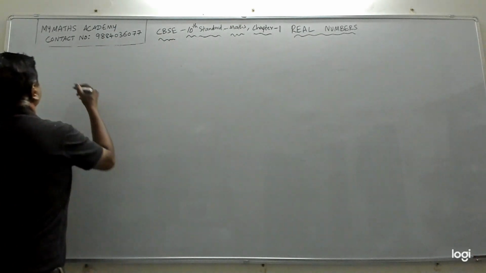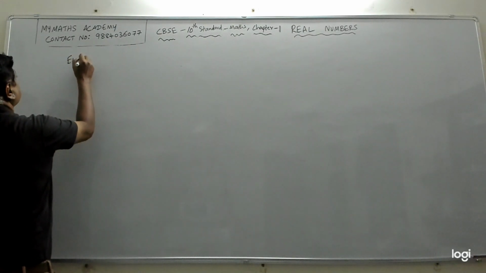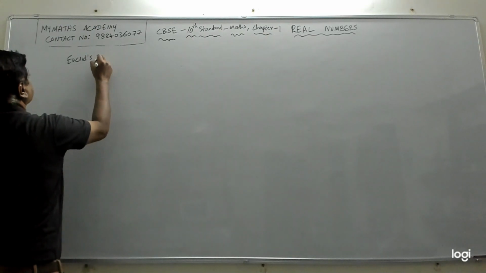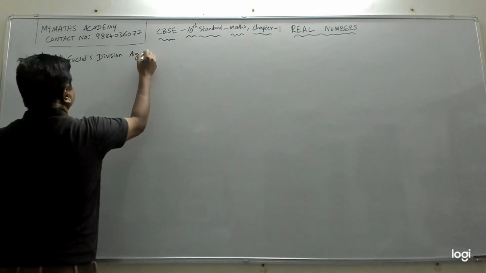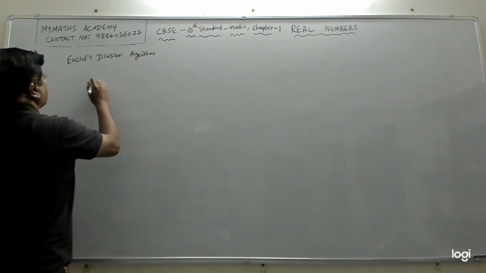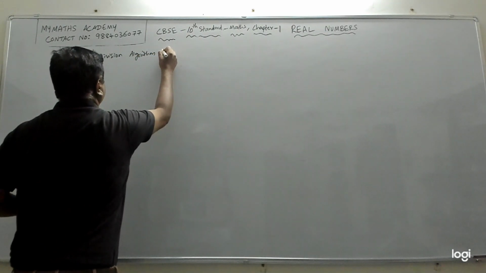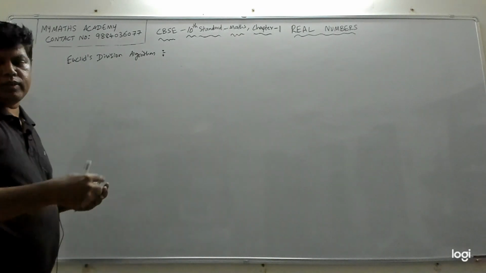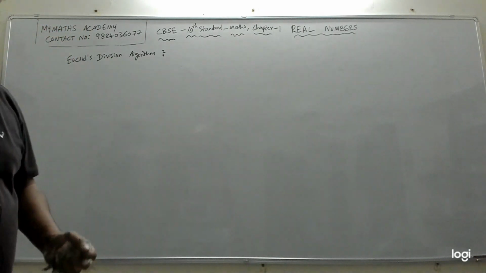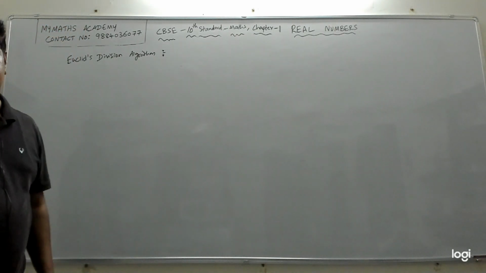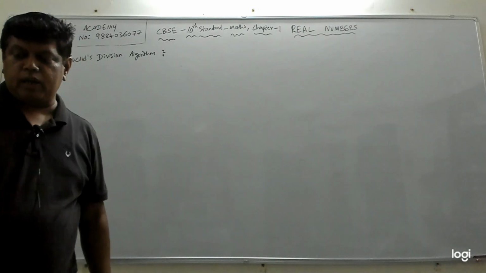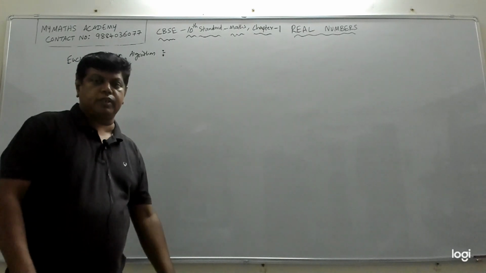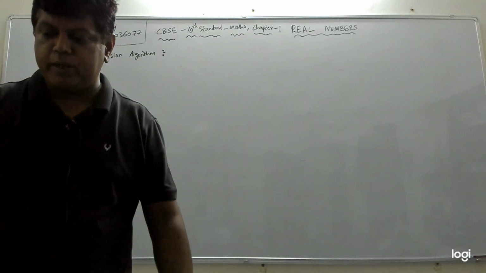Euclid's division algorithm. So we will use this algorithm. Algorithm is nothing but what? An algorithm is nothing but a series of well-defined steps which gives a procedure for solving a type of problem. The definition is also given on page number 4, at the top.